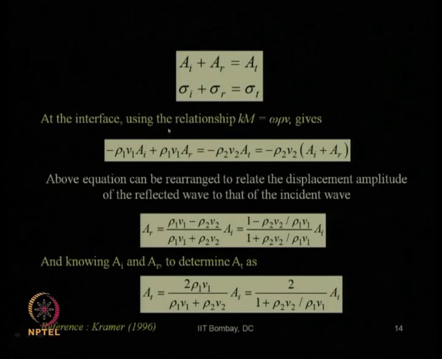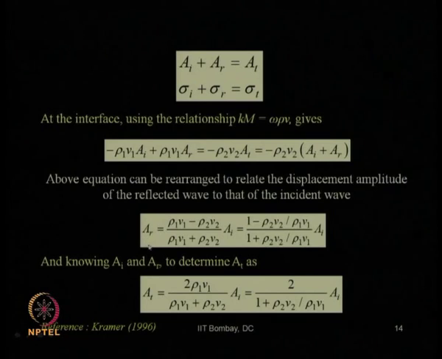Now, at the interface, using the known relationship, what we can write further by putting the values of AI and AR with AT, we will get this relationship. On further rearrangement of this relationship of displacement amplitude of the reflected and incident wave with respect to the transmitted wave, what will we get?